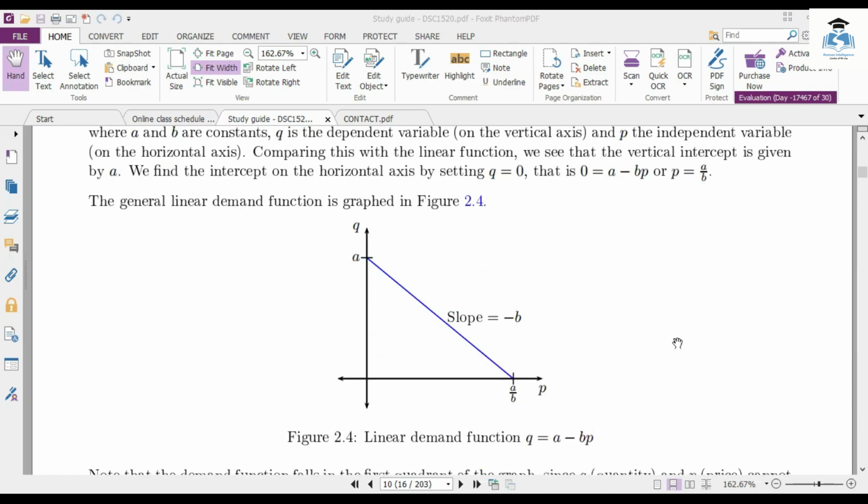Then the slope will be minus B, which is in this equation, as you can see. So the slope will be determined by this part.